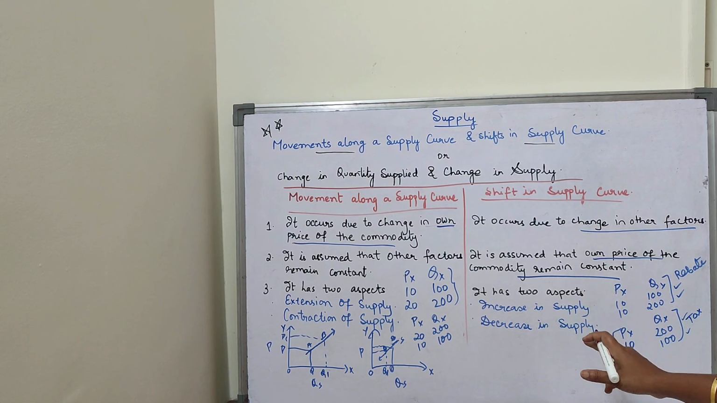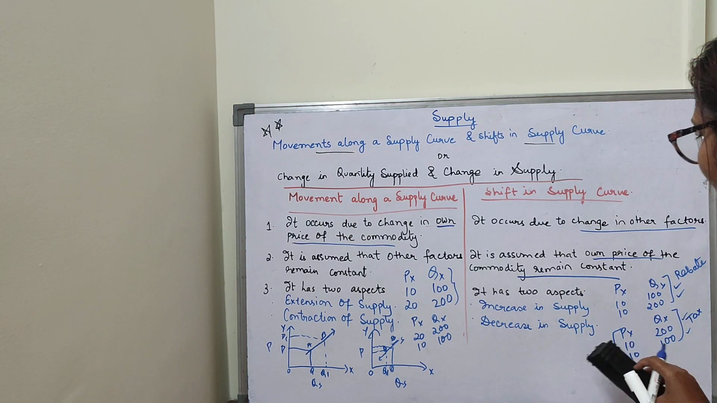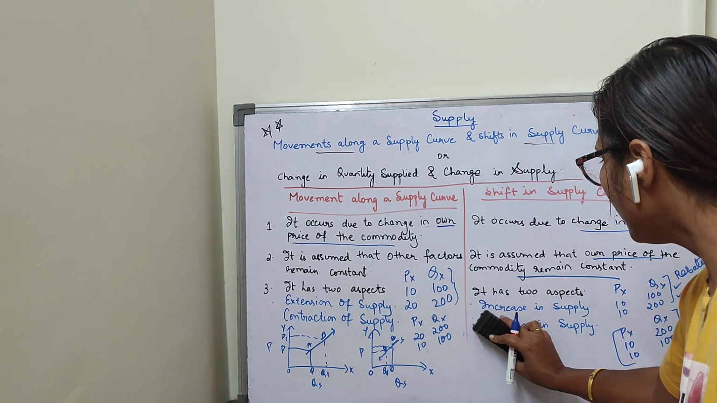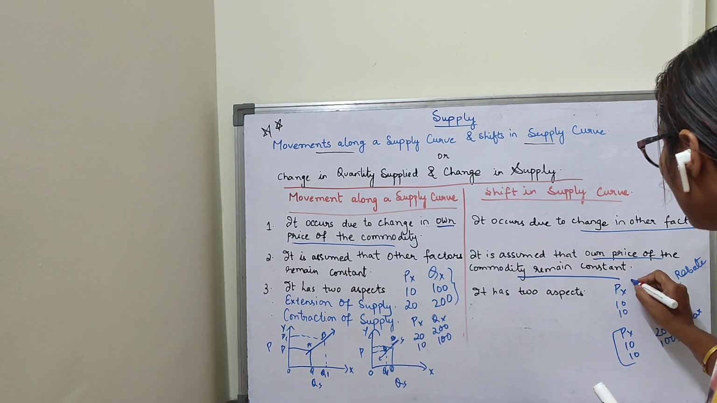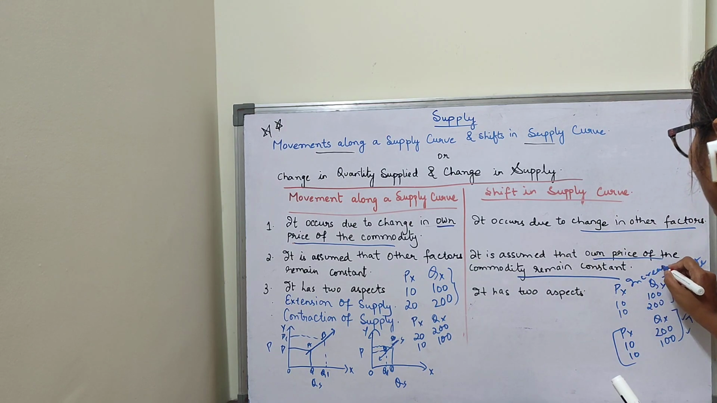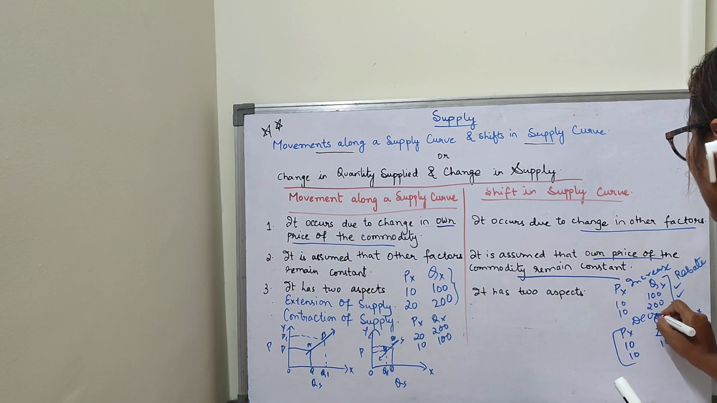Now here I am just doing the diagram. So shall I erase this one little bit? Increase in supply and decrease in supply. Here I am writing increase and here is decrease. Clear, children?